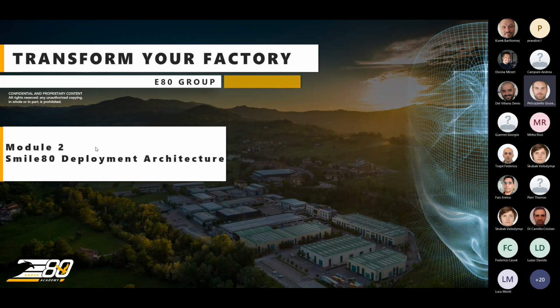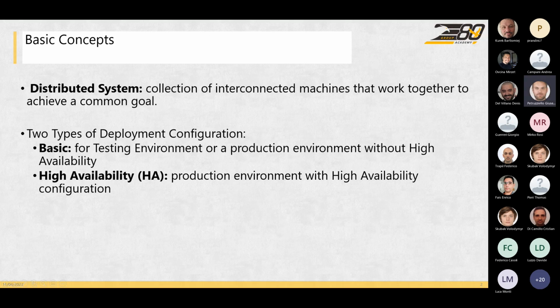So in this module, we'll see the deployment architecture: how the components are distributed in the system and the role that they play. We can consider the SM.I.LE80 system as a distributed system, where a collection of interconnected machines and applications work together to achieve a common goal. The system is designed to improve performance and reliability by spreading the workload across multiple applications and machines.